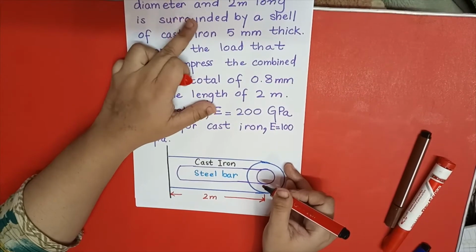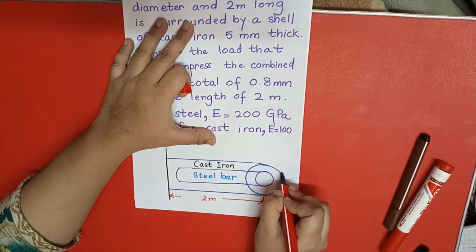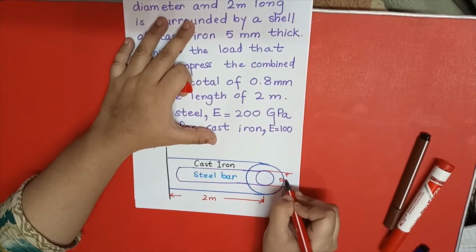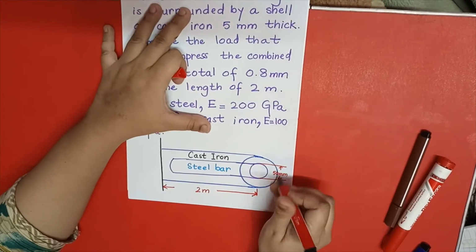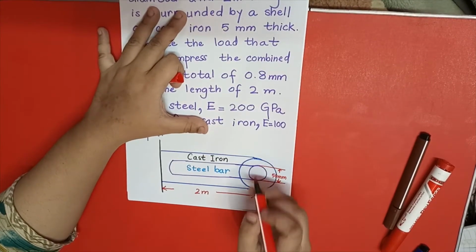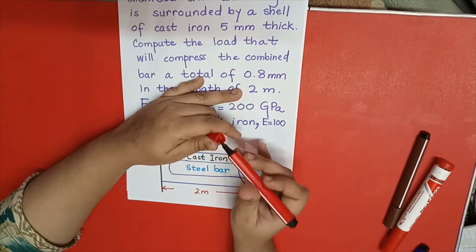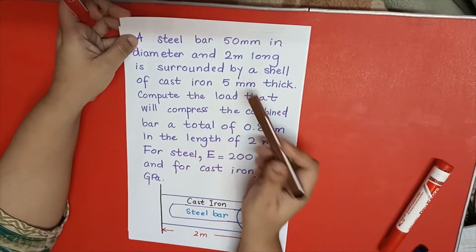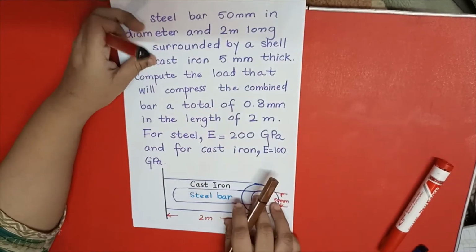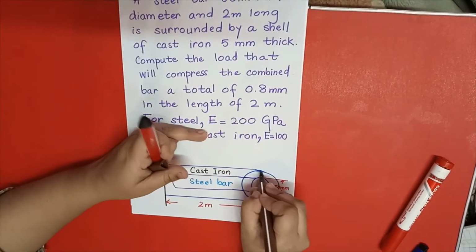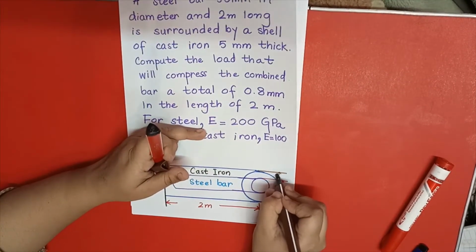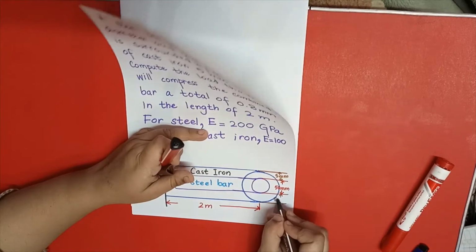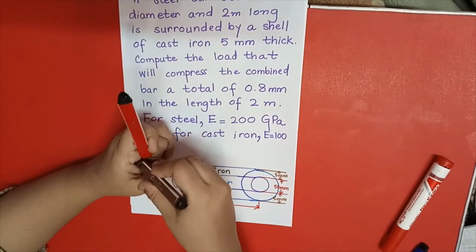It says the steel bar diameter is 50 millimeter, so it will be like this, 50 millimeter. I am writing this according to the data given in the question. It also says that the cast iron coating is 5 millimeter thick. So it will be 5 millimeter here, and this will also be 5 millimeter.